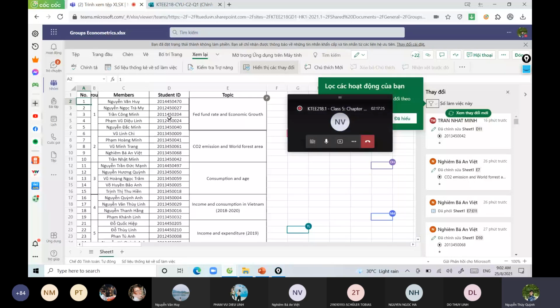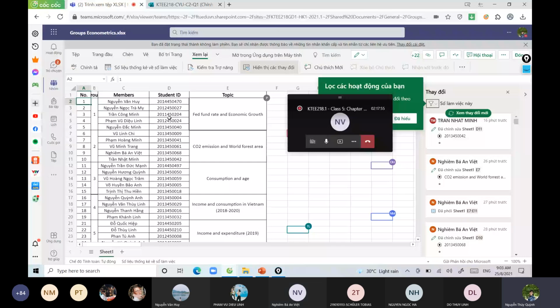My requirement for the number of observations in the sample is at least 40 observations. Okay, 40 observations at least. But if you can find more observations for your sample, it will be better. Okay, thank you for the feedback.